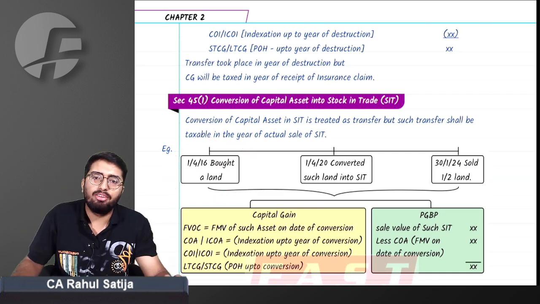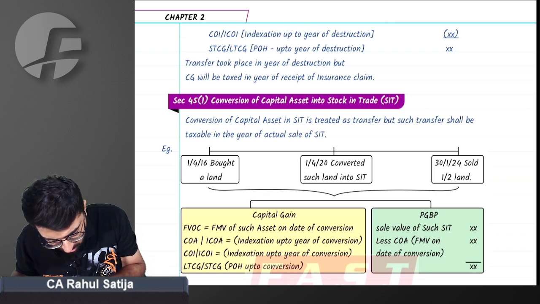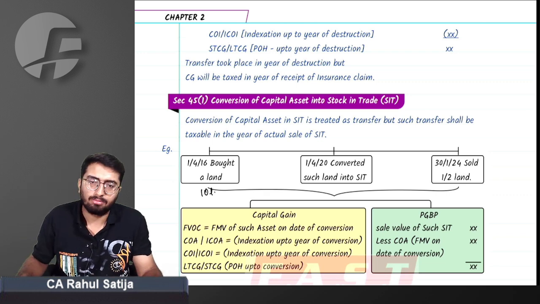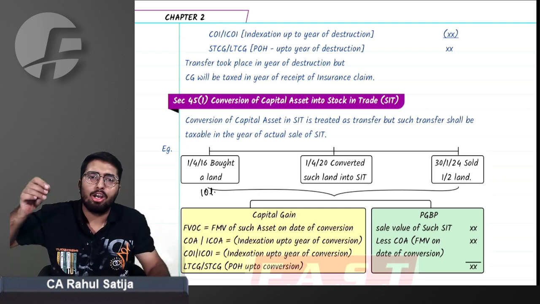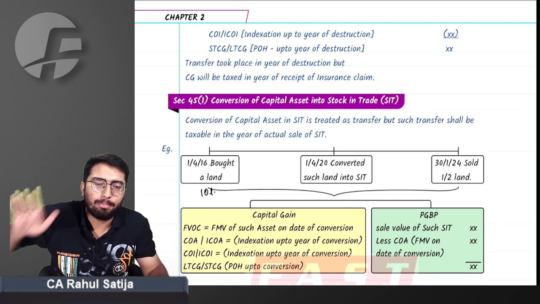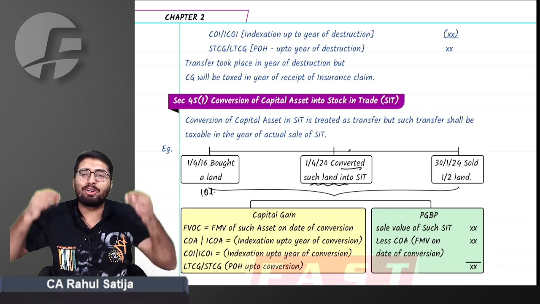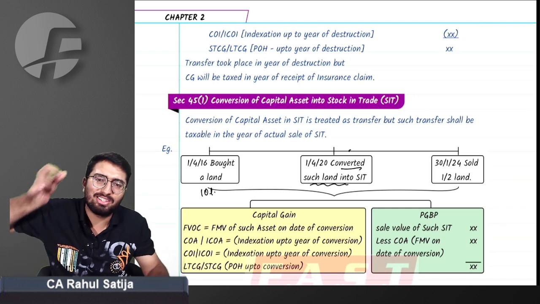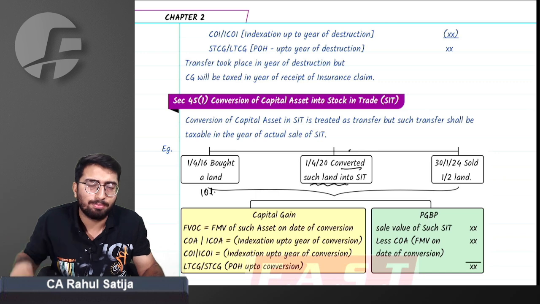I bought a land on 1st April 2016. For example, the land was of 10 lakh rupees. I was waiting for value to appreciate, but it never appreciated. What happened? On 1st April 2020, I thought to convert such land into stock in trade. I thought, why not become a property dealer? Why not construct a building on this land and sell property-wise? I will be earning more than that.